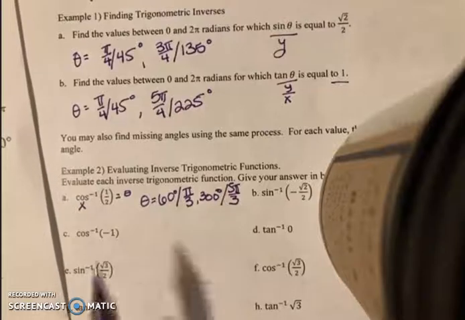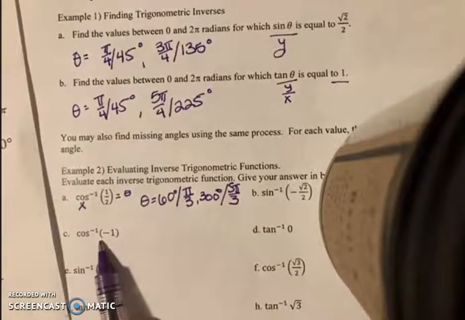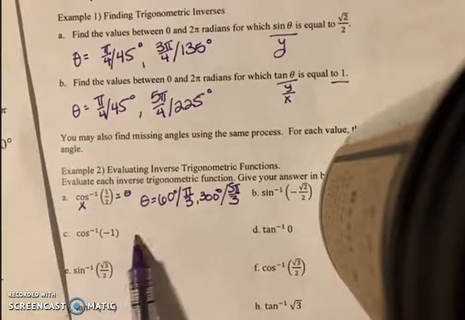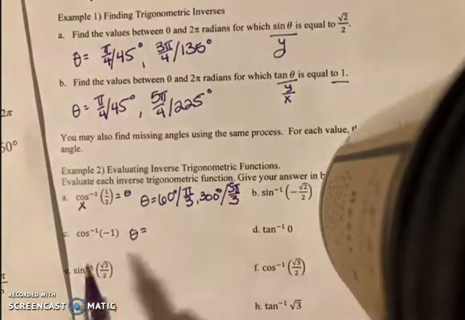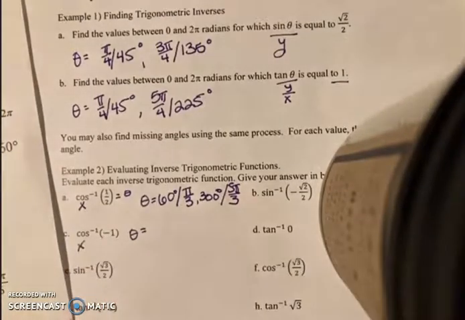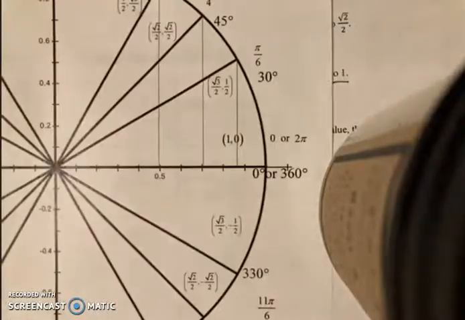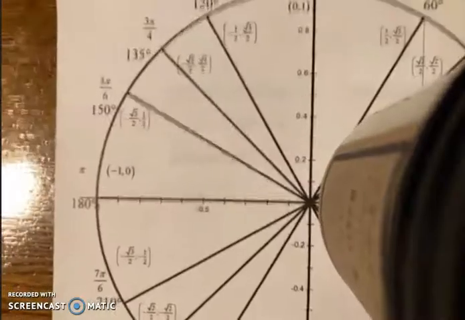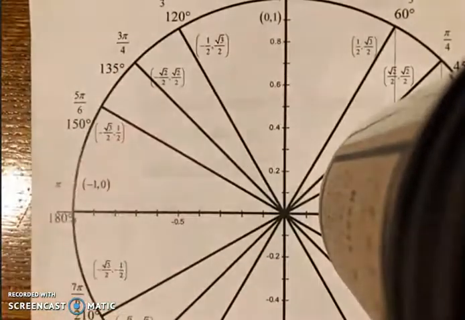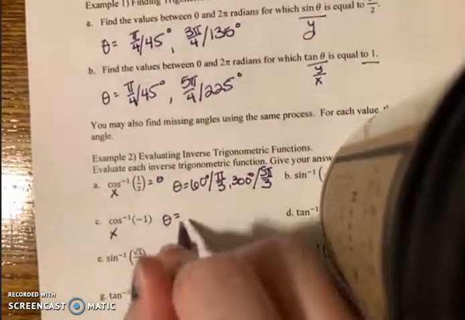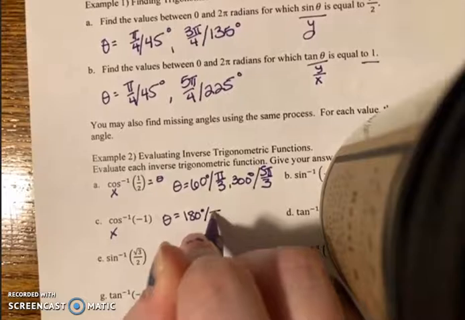Okay, next, I want to know, when is cosine inverse of -1? So what theta value would give me an x value of -1? Well, I know x's are positive in quadrants 1 and 4, so I'm just going to skip over to quadrants 2 and 3. And the only time x is a -1 would be right here at 180 degrees, or pi. So that's exactly what I'm going to put. 180 degrees, which is equivalent to pi.